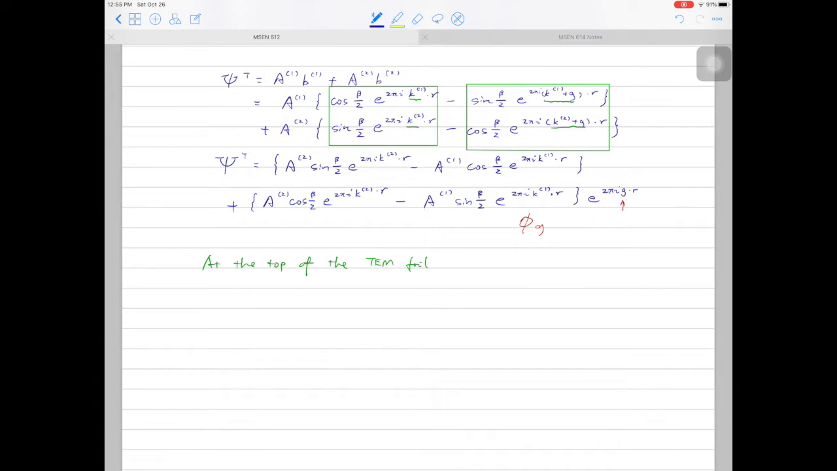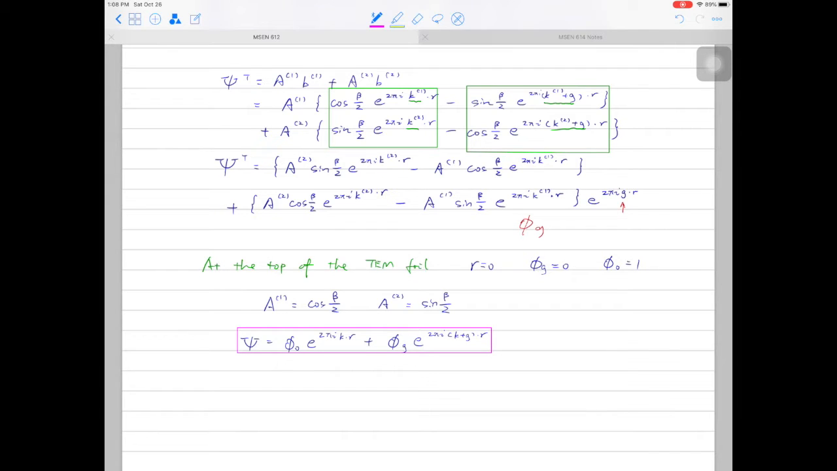At the top of the TEM foil, just before the beam goes into the specimen, R is equal to 0 because it hasn't gone into the specimen. Phi G is equal to 0 because there's no diffraction happening yet, and phi naught is equal to 1. Substituting R, phi G, and phi naught into the above equation, we can calculate the values of A1 and A2, and A1 is equal to cos half beta, and A2 is equal to sine half beta.